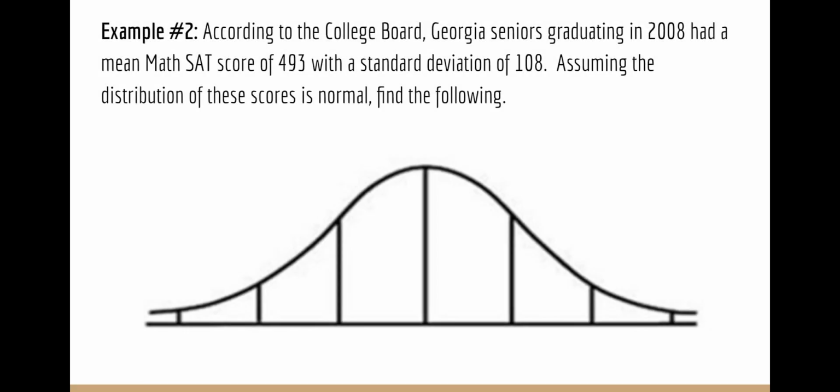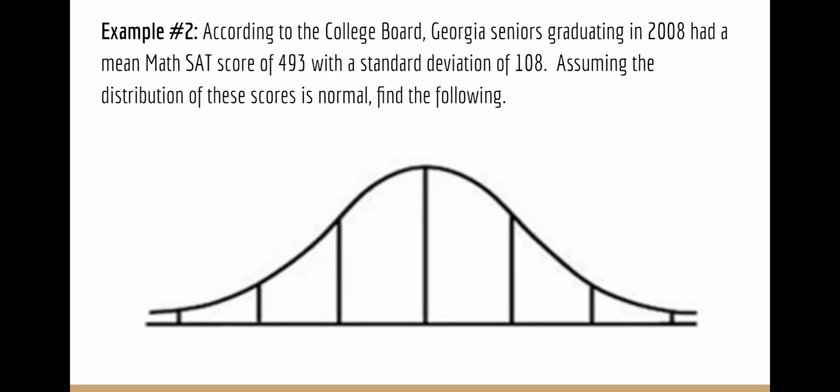Example number 2. According to the College Board, Georgia seniors graduating in 2008 had a mean math SAT score of 493 with a standard deviation of 108. Assuming the distribution of these scores is normal, find the following. So the instructions are for us to fill in this bell-shaped curve. If you would like, go ahead, put me on pause and find out the answer for yourself. I'll let you guys take a second.